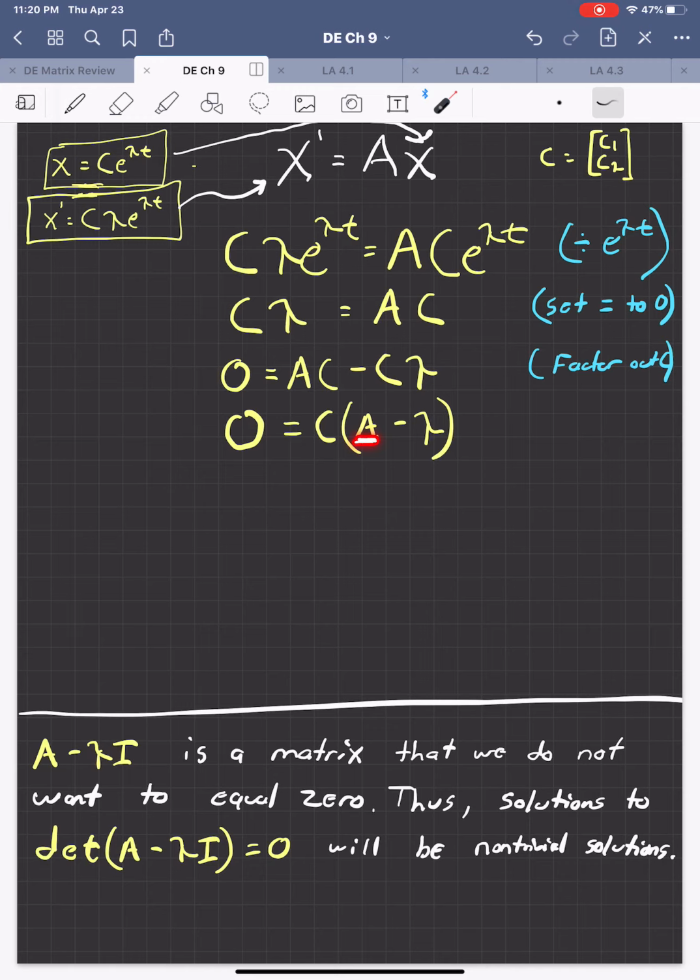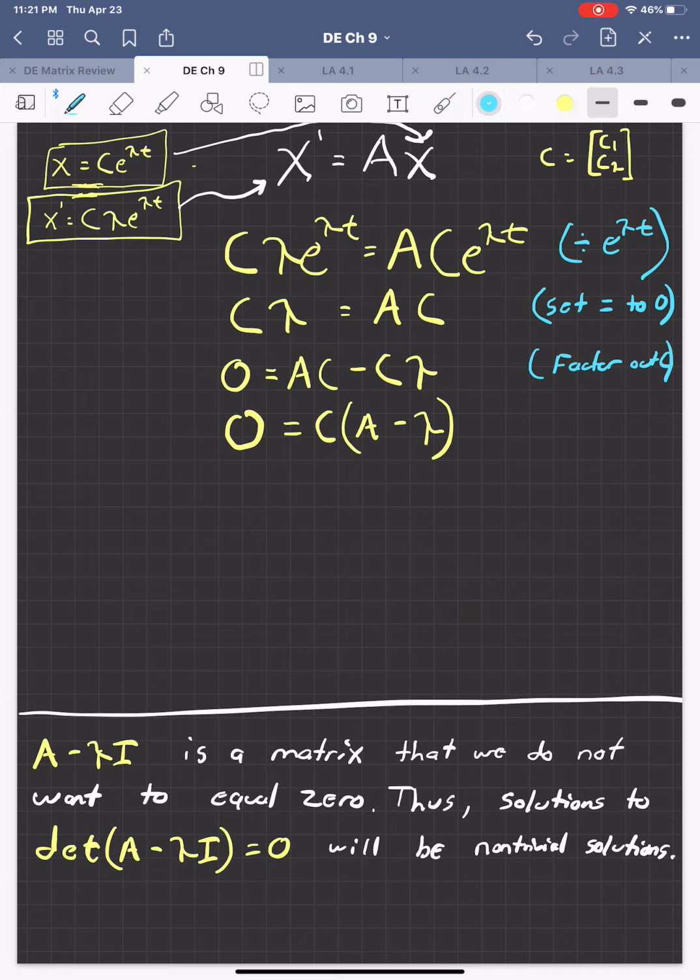We have A as a matrix and lambda as a scalar, right? It makes no sense if you have some 2 by 2 matrix minus some scalar like 5. Structurally that makes absolutely no sense, because you can only add or subtract matrices from matrices. So I need to be able to write lambda as a matrix, but I don't want to change it. I need it to still be lambda. I just need to write it as a matrix.